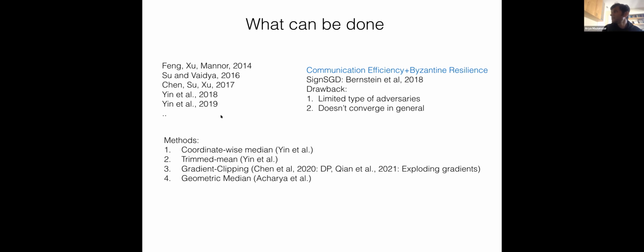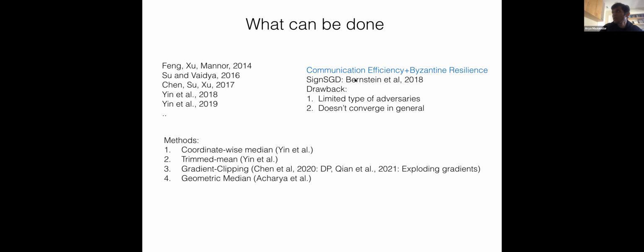Gradient clipping has been used in the literature of differential privacy and also to tackle exploding gradients in training neural networks. What they do is, if the norm of the gradient is beyond a certain threshold, they don't consider those gradients at aggregation time. There is also recent work where people consider the geometric median instead of the coordinate-wise median, and there can be certain benefits of this. Now, these are more or less all the methods that are out there and combinations thereof, but none of this talks about communication efficiency at the same time.